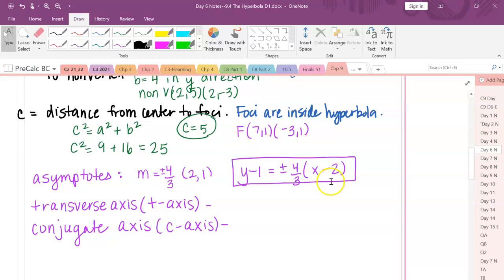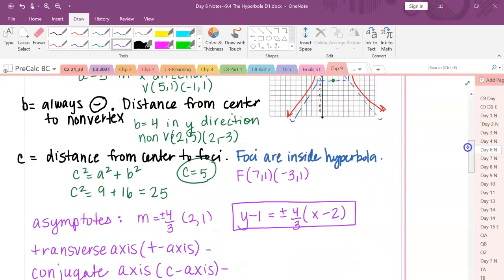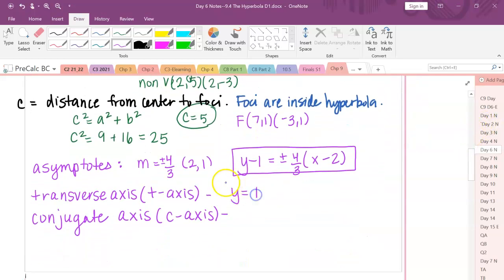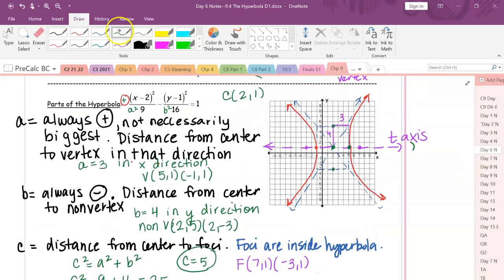All right, next we're going to talk about the transverse axis. The transverse axis is essentially just an axis of symmetry that goes through the hyperbola. So it always goes through, T for through. So this is the t-axis. It goes right through the center every single time, through the actual hyperbola, and so the equation of this is y equals 1. And then the conjugate axis is essentially an axis of symmetry, but it goes the other way. So it goes this way through the center still, and so this would be x equals 2.